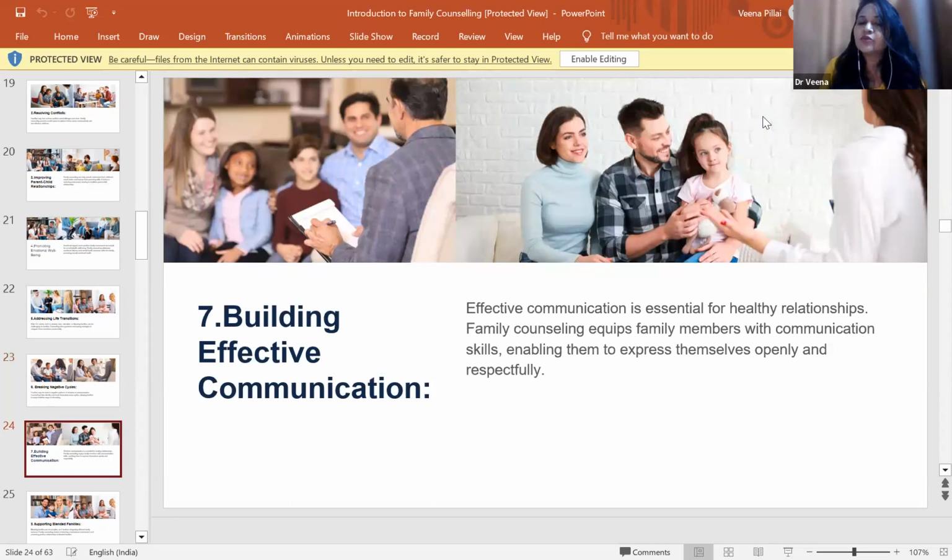So, building effective communication. Communication is very important in every aspect of your life. Transparency in communication is very essential. So effective communication will help us to build healthy relationships. Family counseling equips family members with communication skills, enabling them to express themselves openly and respectfully.